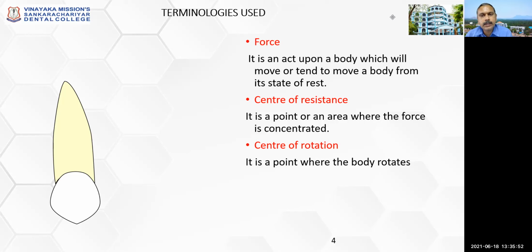Center of resistance can change apparently only if the surrounding structure like the alveolar bone has got a bone loss, or if there is a weak periodontium. Apparently the center of resistance will change, but center of rotation is something which always keeps changing according to what type of tooth movement you need. Different types of tooth movements are possible. So accordingly, the center of rotation will keep changing, but the center of resistance is constant.